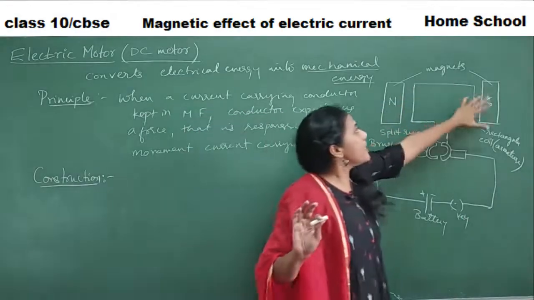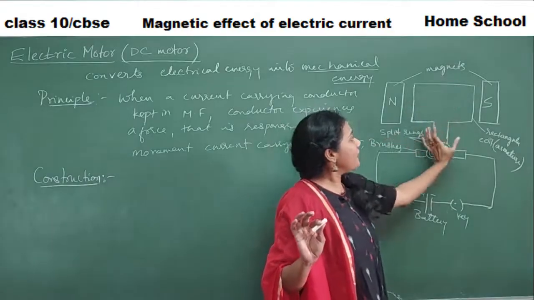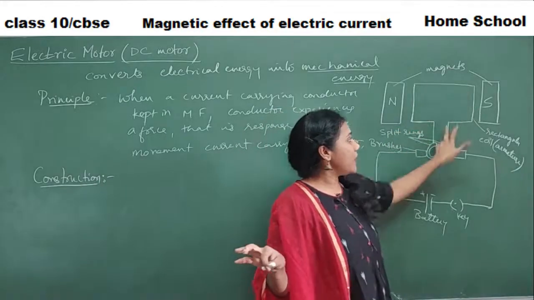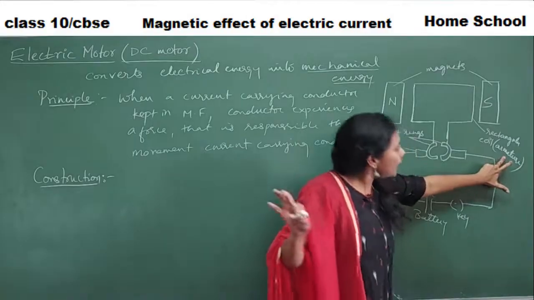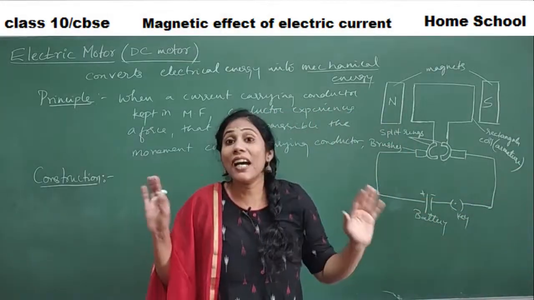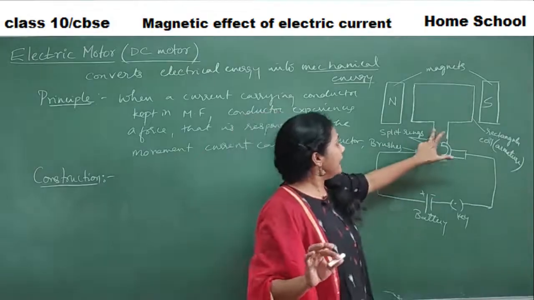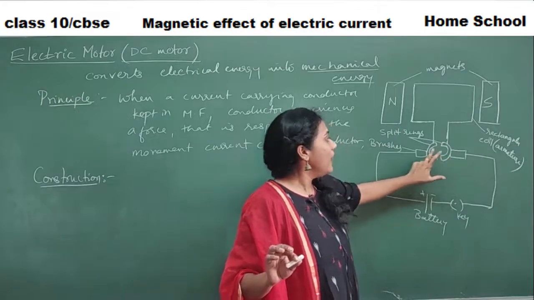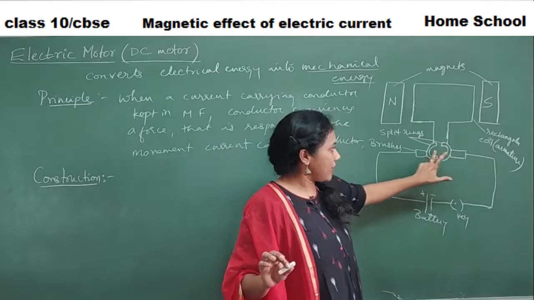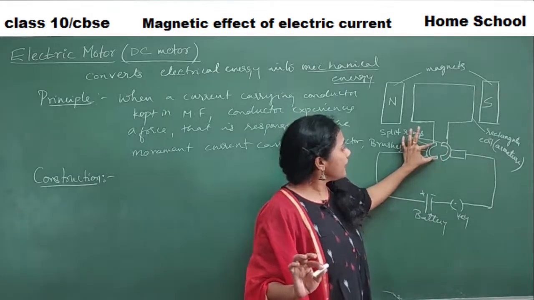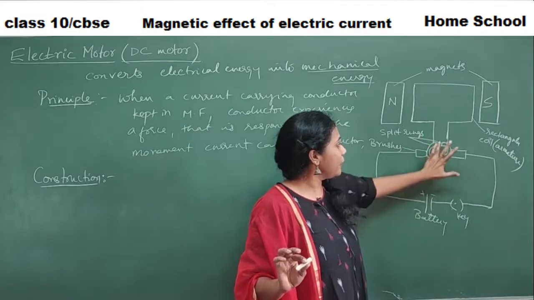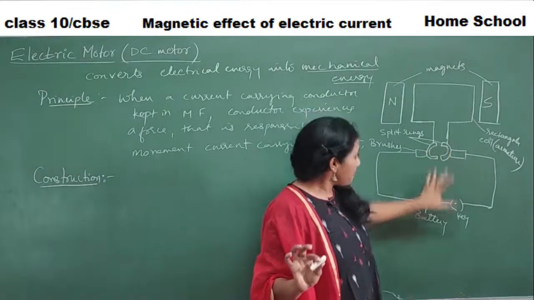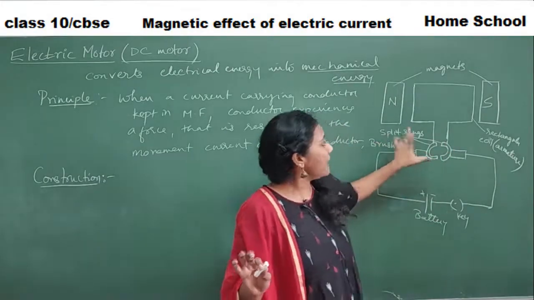Got it, everybody? These two are magnets, and between the magnets I kept a conductor which can carry current, a rectangular shaped conductor. That is also called the armature. This current carrying conductor is connected to half moon shaped structures, and these are also conducting structures. Clear? Observe one thing: it's not a complete ring. In the middle the ring is broken, so the ring is split. That's why these are called split rings.